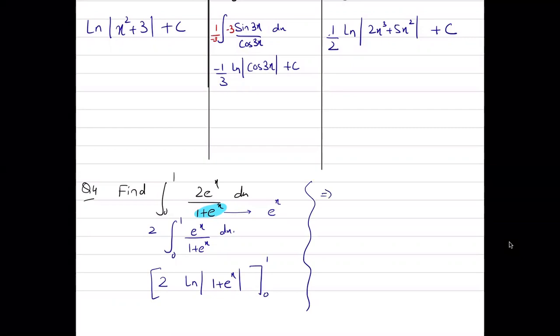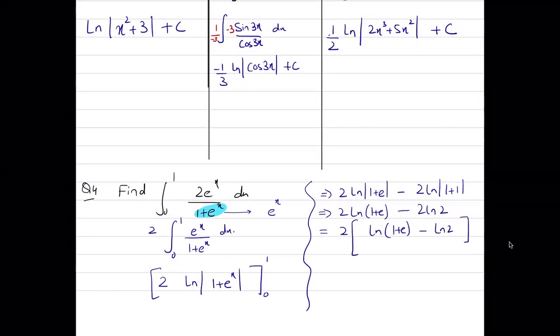First of all, you apply the limit 1. So you're going to get 2 ln of 1 plus e to the power of 1, which is e, minus 2 ln of e to the power of 0, which is 1. So 1 plus 1 is going to be 2. So 2 ln(1 plus e) minus 2 ln 2. If you take 2 common, you get ln(1 plus e) minus ln 2. And if you remember the rules of logs, if two logs are being subtracted having the same base, then you can express them as a single log by dividing 1 plus e by 2. That should be your answer.